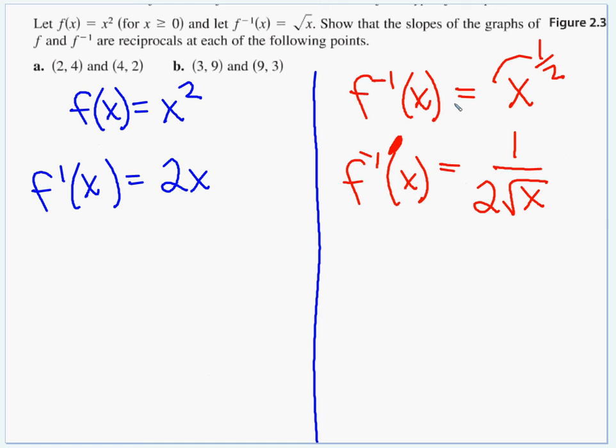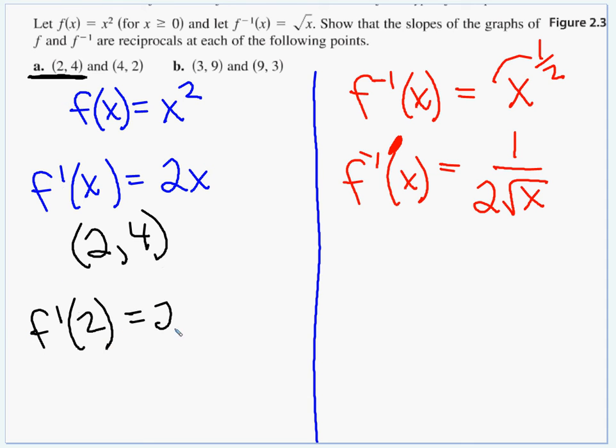So we have f and its inverse, we have f prime and f inverse prime. So now let's analyze the points they gave us. The first one here is (2, 4). That's going to be for the squaring function. If we put 2 into x squared and we square it, we get 4. So our derivative here is going to be f prime of 2. That's going to be 2 times 2, and last I checked, that's equal to 4.